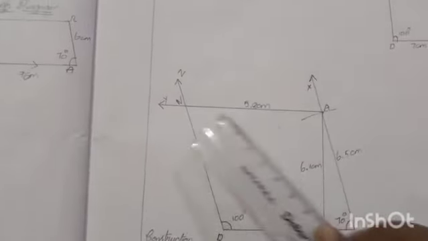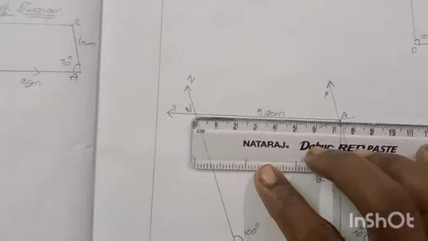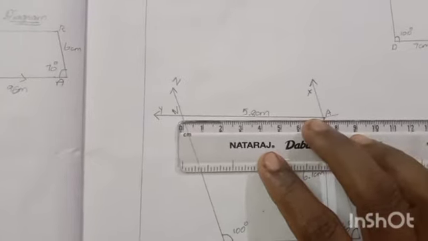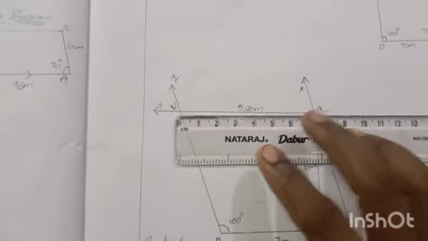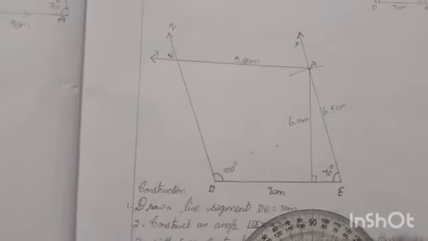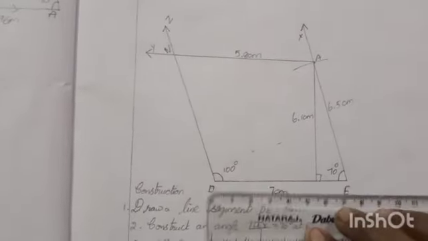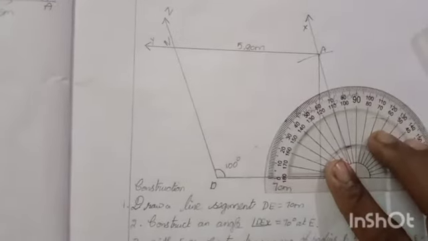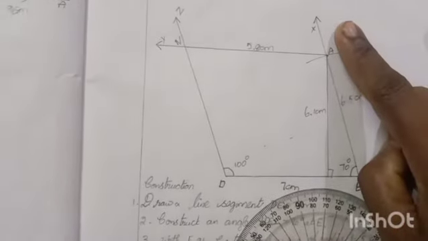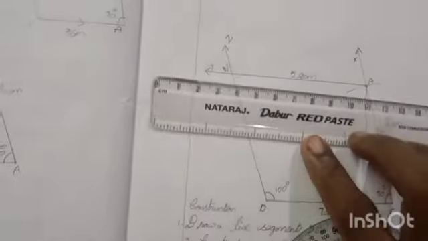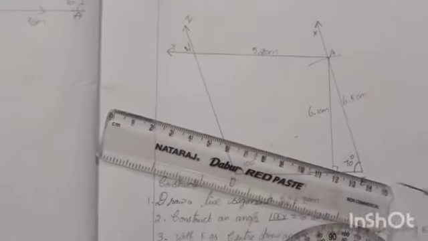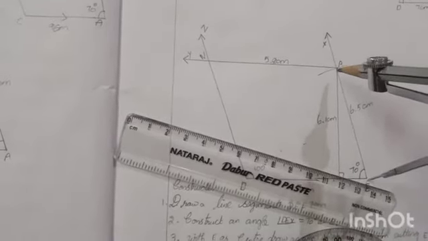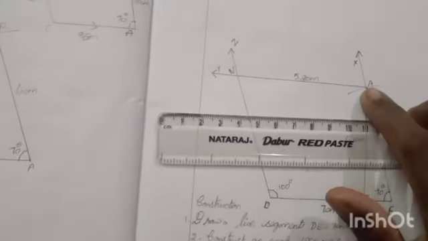This measurement is not given, so you have to measure it, as we need it for calculation. Listen once again. First you have to draw the line segment of 7 centimeter. Then with the help of a protractor measure 70 degrees. Then through this point you have to draw one ray. Then measure 6.5 centimeter and, from E, draw one arc. Then mark this intersecting point.